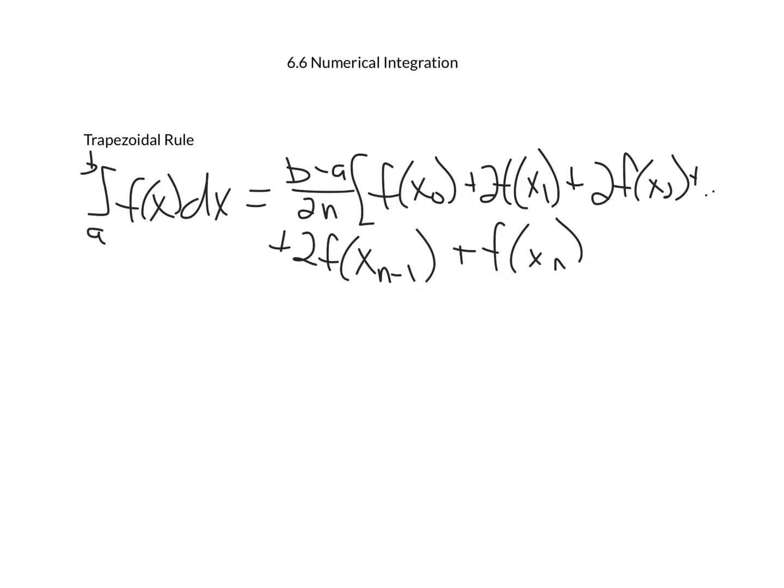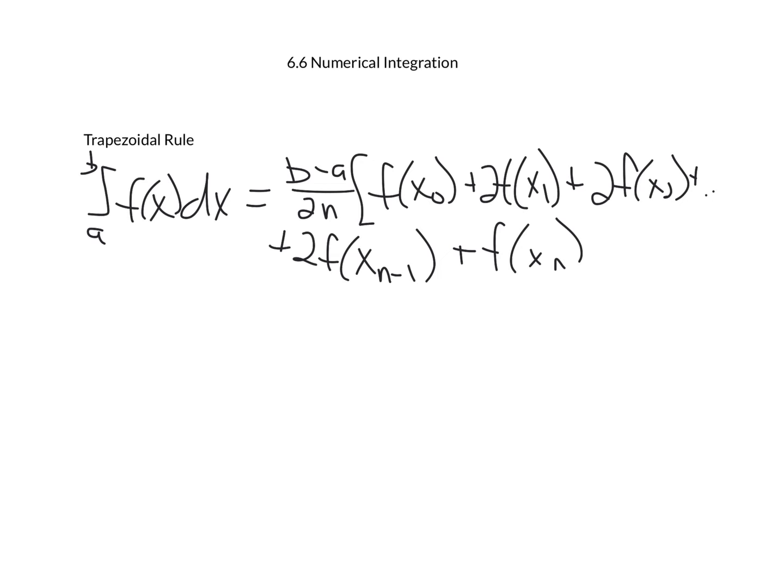Alright, 6.6, numerical integration. We are going to be focusing on two different rules that are another way of approximating area under a curve. They're not necessarily as accurate all the time, but they're just different ways that we can approximate the area. The first one here is the trapezoidal rule.